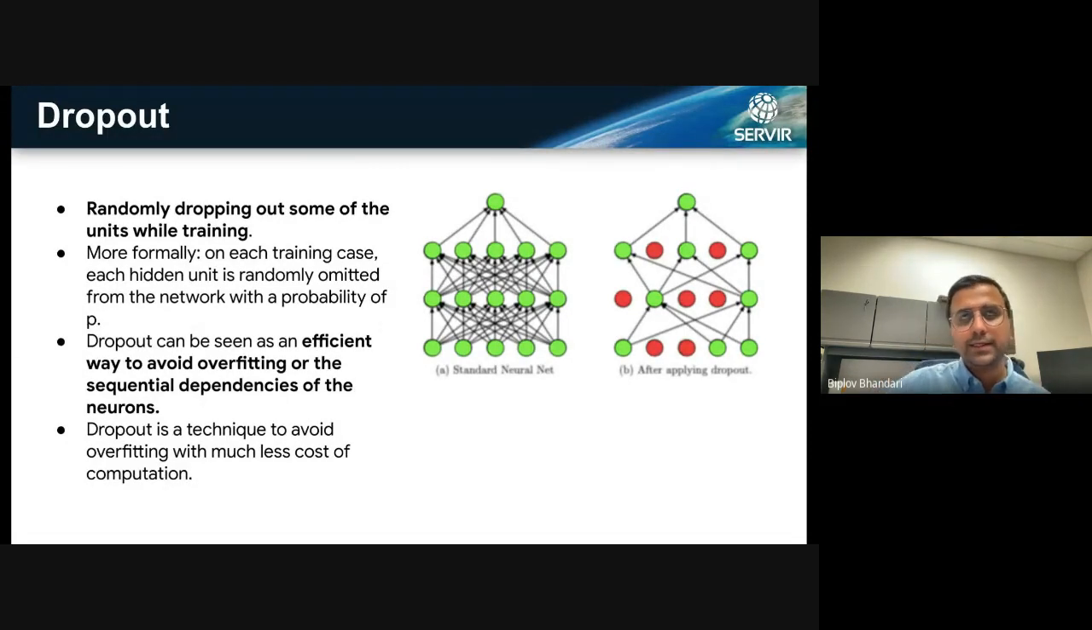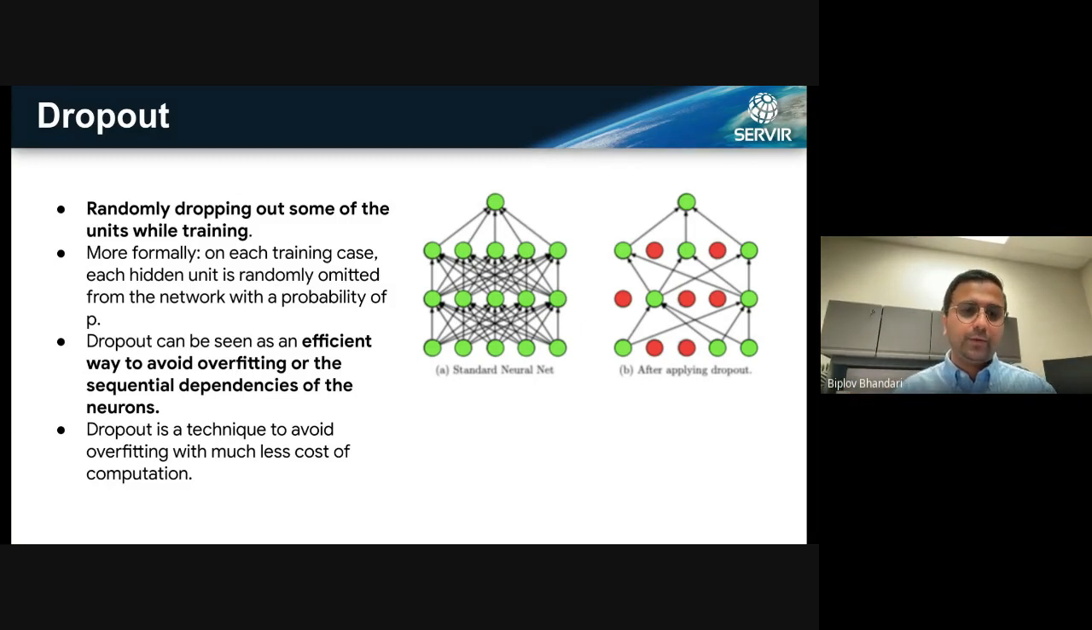Or if there are sequential dependencies of the neurons. So for example, if the output is determined based on what the previous neuron has seen, you also don't want to have those kinds of sequential dependencies, because your new data set may not have those. So dropout can help you with overfitting your data set, and sometimes it's also necessary to lower your cost of computations.